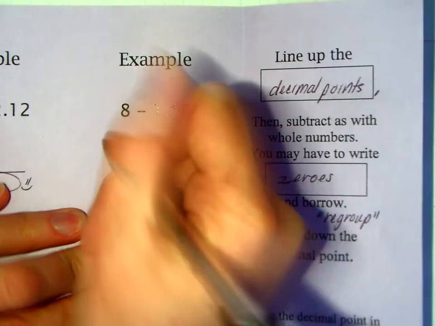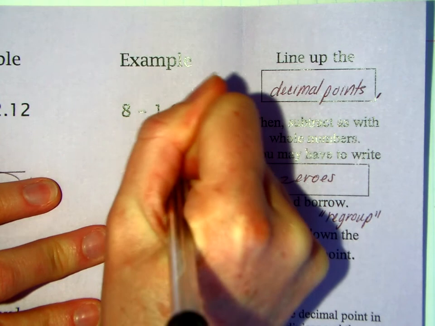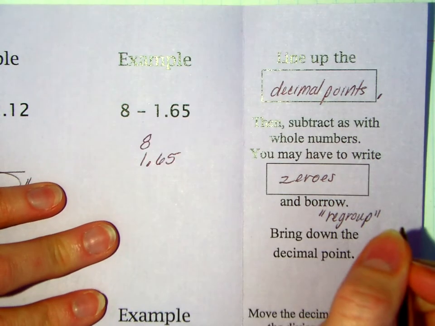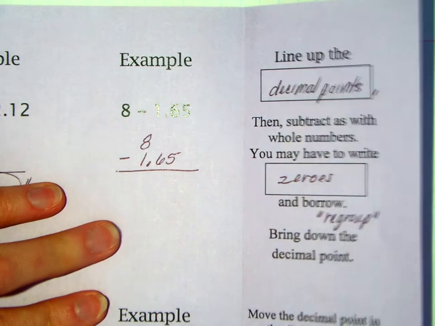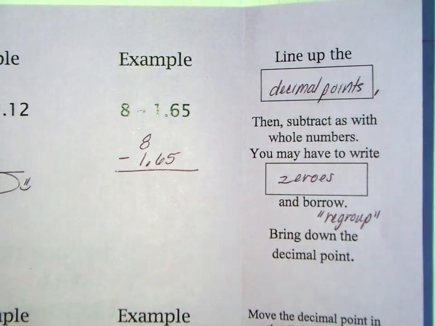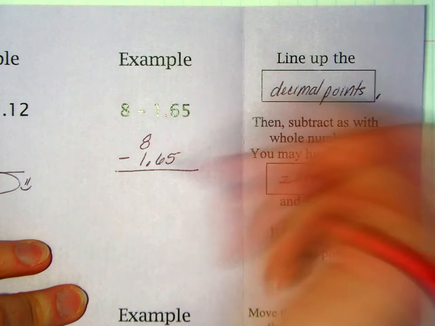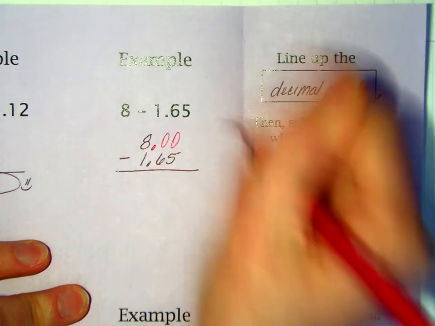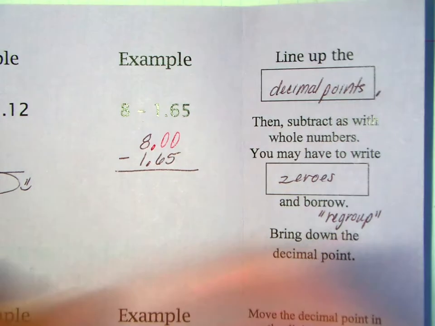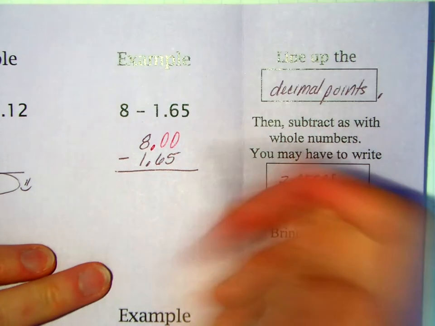Now in this situation, we really have no other choice but to add zeros. We have 8 minus 1 and 65/100. 8 is in the ones place, and it is lined up with this number 1, which is also in the ones place. 8 was not provided a tenths and hundredths place, so we're going to put zeros there. We need these because we're going to have to regroup in order to subtract appropriately.